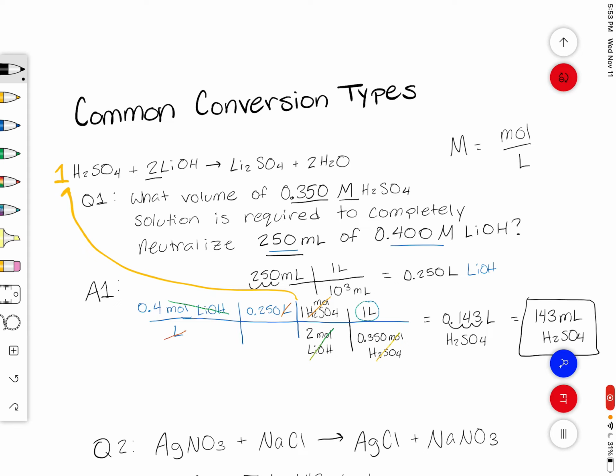Then you move forward and do your stoichiometry mole-to-mole conversion. We had 1 mole H2SO4 cancels with 2 moles of LiOH, leaving you with your liters of H2SO4, and then just in final units, in milliliters, you move the decimal place 3 places to get 143 milliliters of H2SO4.